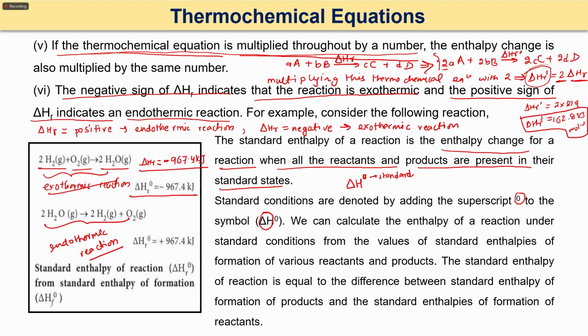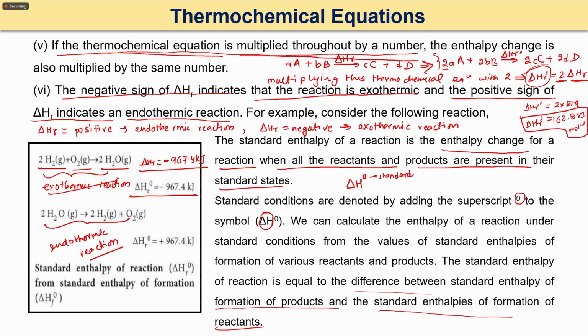And how can we calculate it? We can calculate the enthalpy of reaction under standard conditions from the values of standard enthalpies of formation of various reactants and products. If we are calculating the values under standard conditions, that means we are taking the standard enthalpy of formation of the reactants as well as the products. Then we can calculate the standard enthalpy of the reaction. So the standard enthalpy of reaction is equal to the difference between the standard enthalpy of formation of products and the standard enthalpy of formation of reactants.